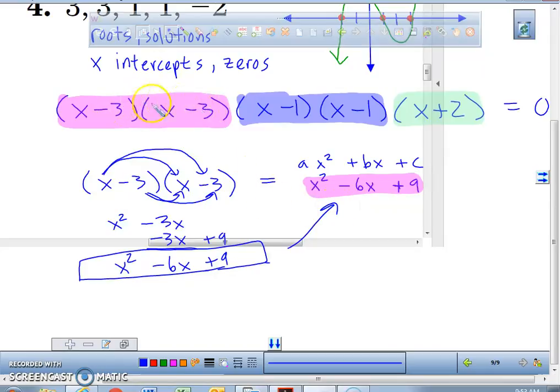What are you going to do with those two numbers? You're going to add them together to get negative 6. And what do you do to get to the 9? You multiply them together. So how about this?